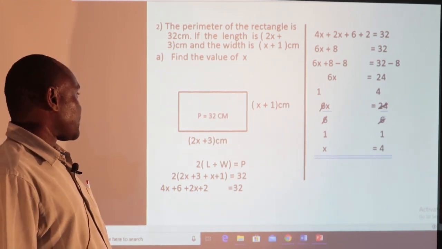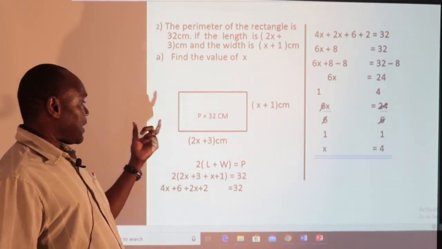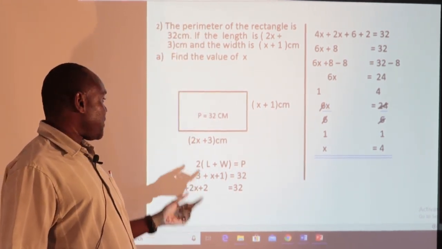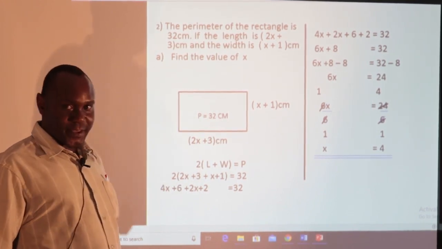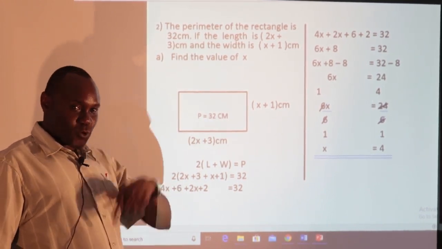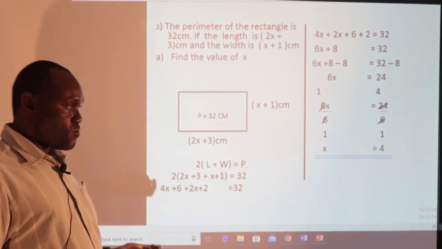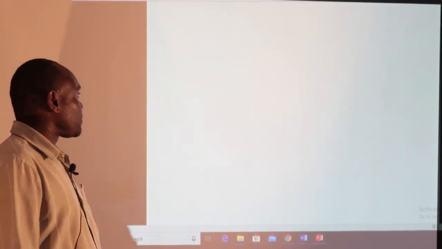But candidates, when you look at this number, it's not the same as our number 1. Here now the length is 2x plus 3. But the other one, the length was 20. It was a known one. But this one is mixed with the unknown. So let's look at the question.